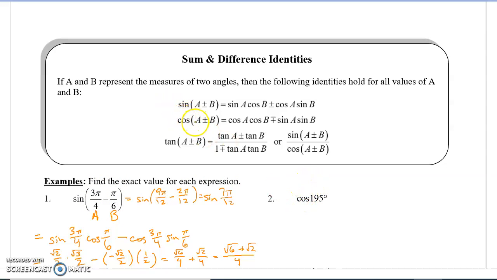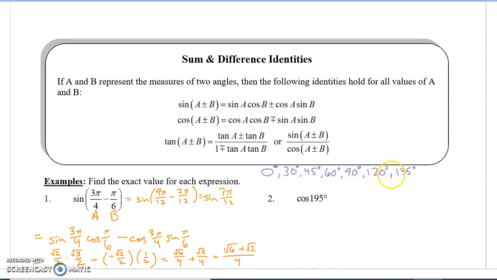Cosine of 195 degrees, right? So we need to figure out an A and a B value that we could either add or subtract to get 195. Well, I don't want to do 190 plus 5 because I don't know how to deal with the cosine of 190, or the sine of 190 for that matter, or the sine or cosine of 5. I need to pick values that I like. Remember, the values that I like are from the unit circle. They're like 0 and 30 degrees and 45 degrees and 60 degrees and 90 degrees and 120 degrees and 135 degrees.